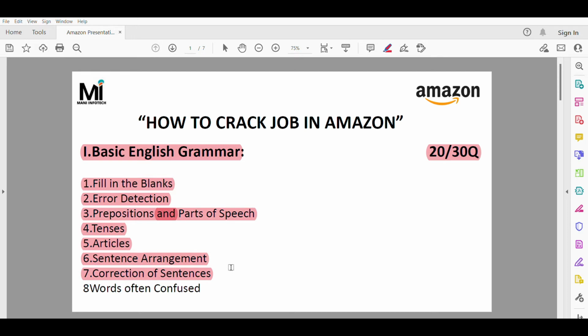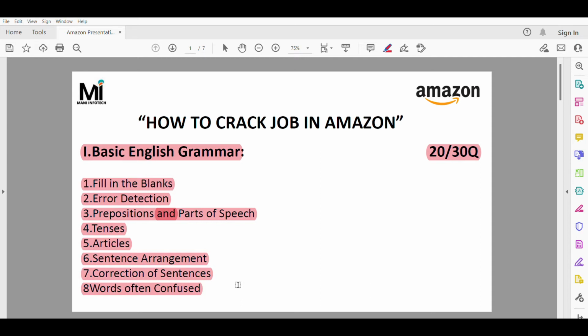Next, words often confused. It also comes under fill in the blanks, but in this part two options will be given. As you all know, there are words often confused in English, where a spelling or a letter is changed, but the meaning changes. So we have to check which meaning is suitable for that word.